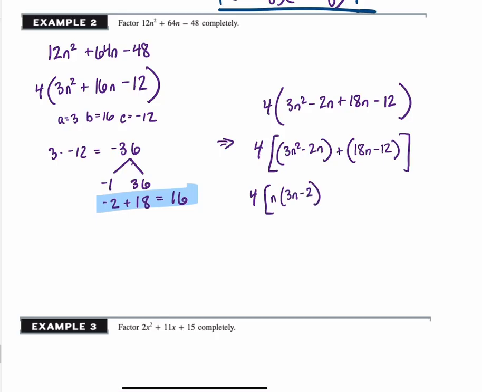And in the second set of parentheses, they're both divisible by 6. So I can take a 6 out. 18 divided by 6 is 3. Still has an n. Negative 12 divided by 6 is negative 2. There's our 3n minus 2. So that means this will factor into, we still have our 4 out front, then that common factor of 3n minus 2. Then the last one will have n plus 6.